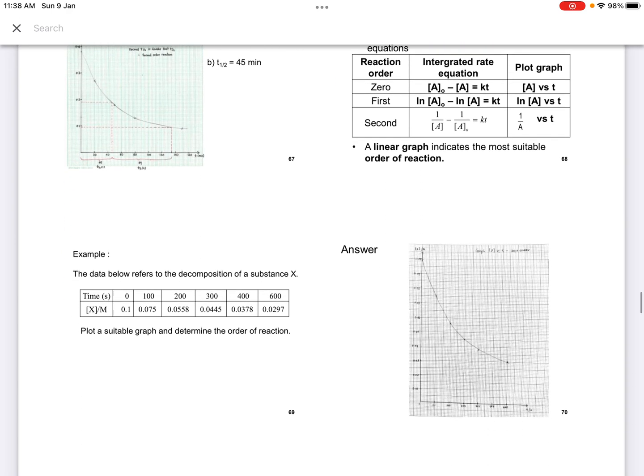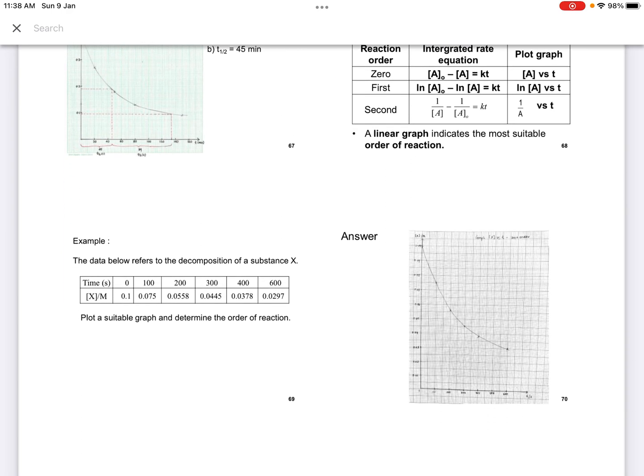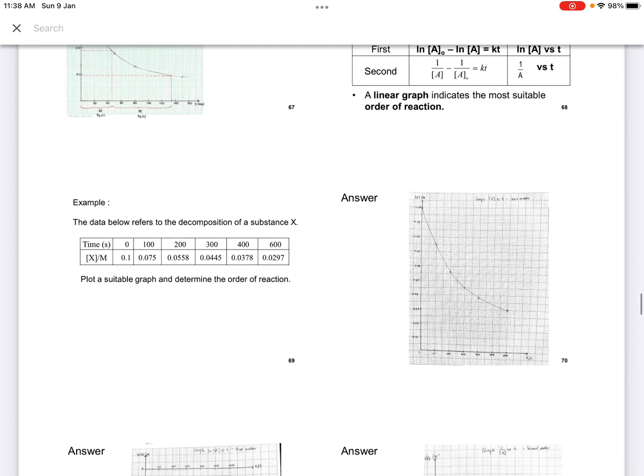Okay. Katakan kita ada data ini. Dia kata plot a suitable graph. Dia pun tak bagi tahu dia nak half-life graph ke linear graph. Dia kata plot a suitable graph. So let's say we choose to plot concentration versus time kan. Macam jawapan dekat slide 70 ni.